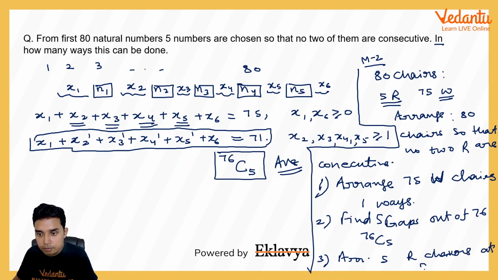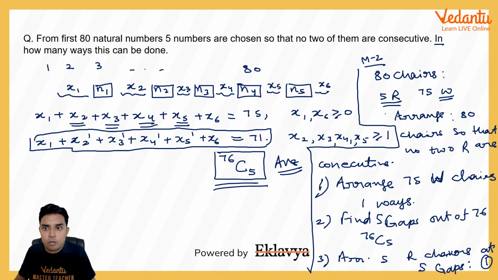And in the last, arrange those 5 red chairs at the 5 gaps. Okay, this will again be done in one way only, and then use the multiplication principle. So 1 into 76C5 into 1. So this is how it can be done. I hope this is clear.